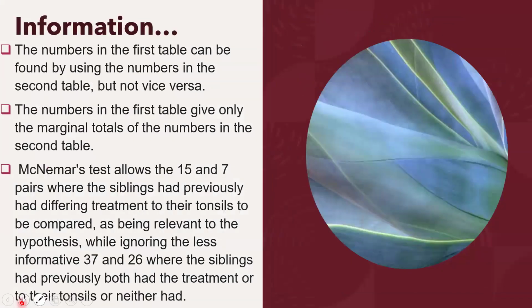So what is the information we are going to get out of this example? The numbers in the first table can be found by using the numbers in the second table, but not vice versa. So the pairing was done, and that was the more reliable one. The numbers in the first table give only the marginal totals of the numbers in the second table.